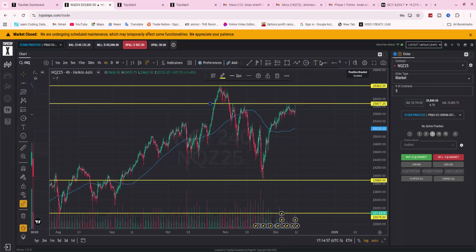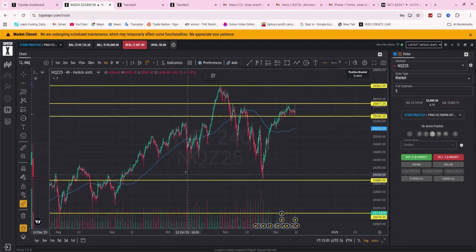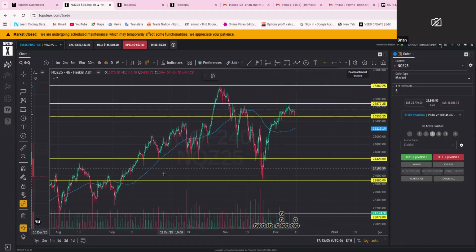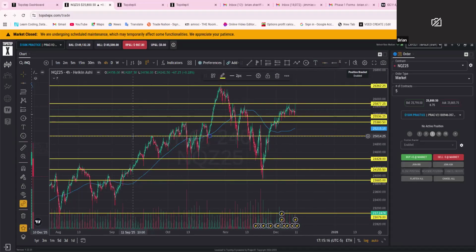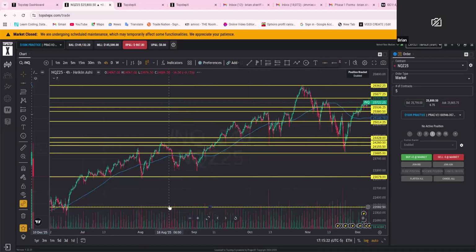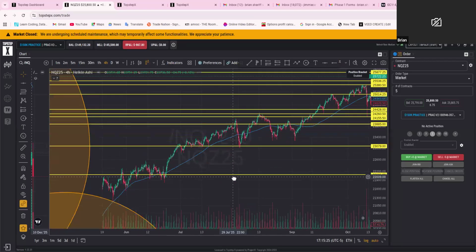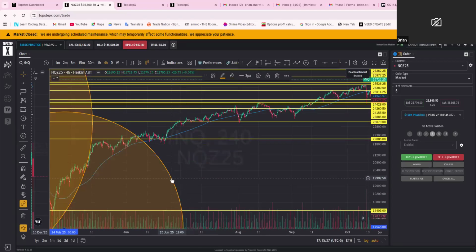Okay. That was my question. Price taps those zones and reverses every time. Price bounces off those zones every time. And it's easy to plot those zones when you're using the Heiken Ashi candlesticks because you can see it better. It's a clear vision.